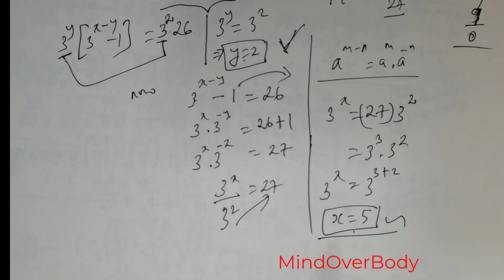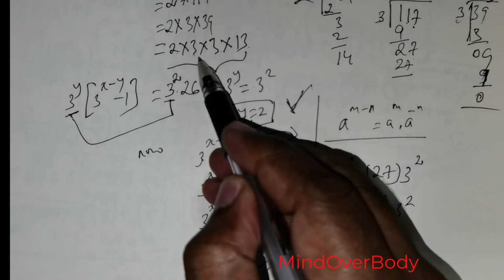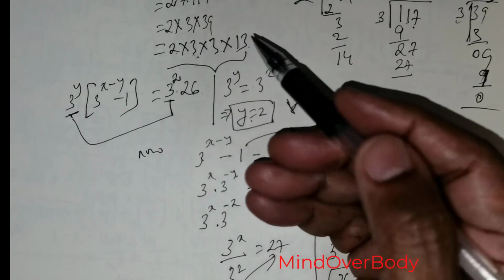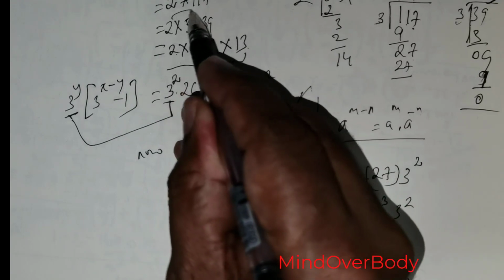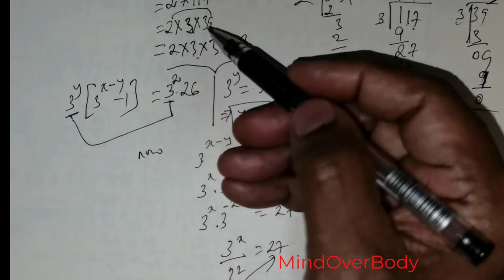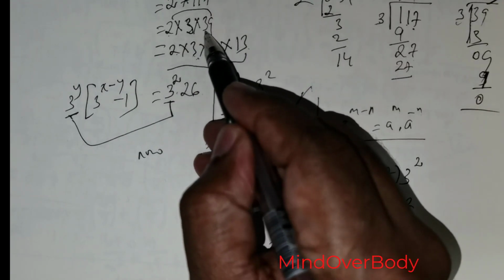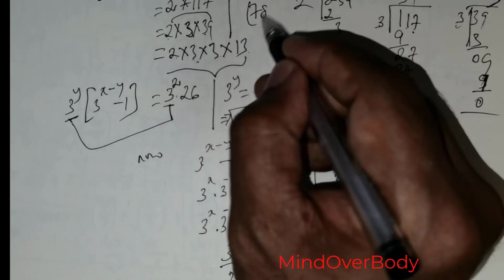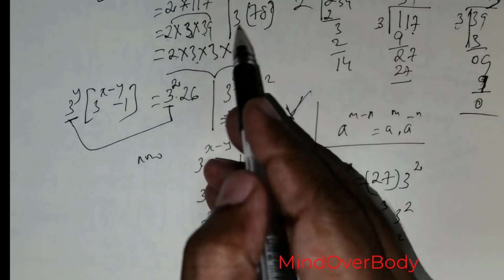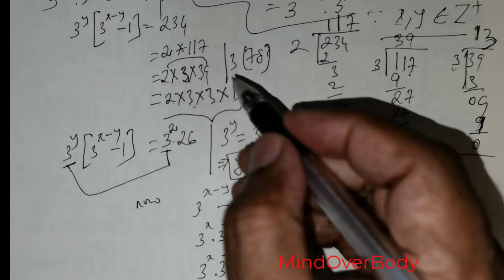Now the question is, if you are not taking, say for example, you are just holding on to 3 here and you are multiplying 2 with 39. So that is going to be 78 times 3. Okay, 78 times, let me show that. I hope you are able to see it.